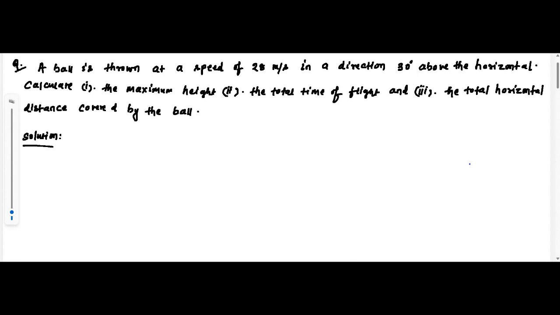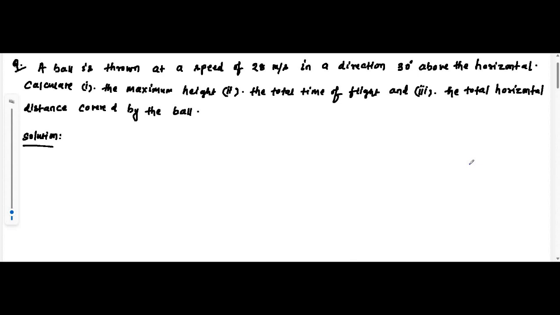So we'll continue our discussion on projectile motion. Previously we discussed questions on projectile motion with horizontal projection. In the next series of videos we'll be touching the second part, which is projectile motion with angular projection, and discuss questions on that.